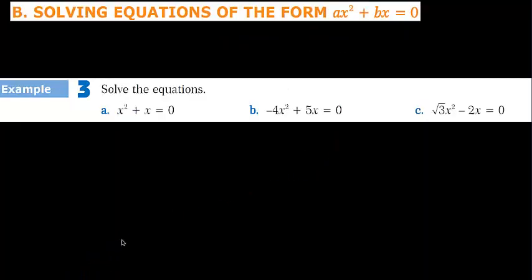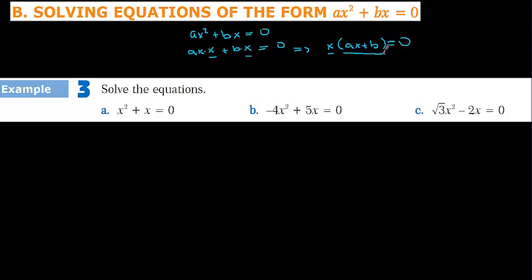Okay, the next one, the form ax squared plus bx is equal to 0. Here I know that a times x gives us ax squared, and b times x gives us bx. And x is the common term for both of them. Then this implies that x times (ax plus b) is equal to 0. When you take out the common term, you are factorizing, and when you factorize like this, you can solve the question.